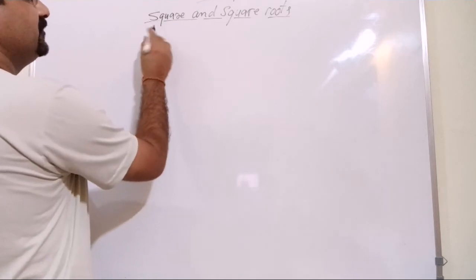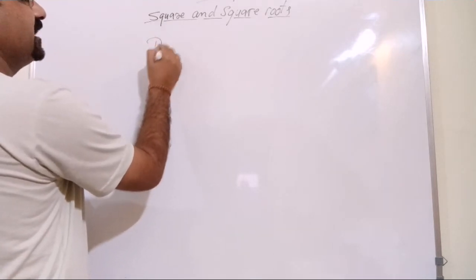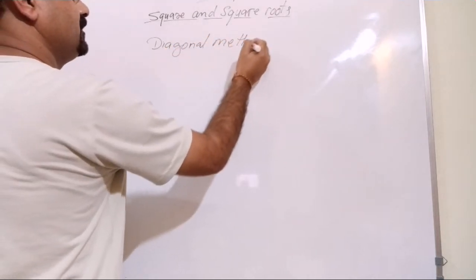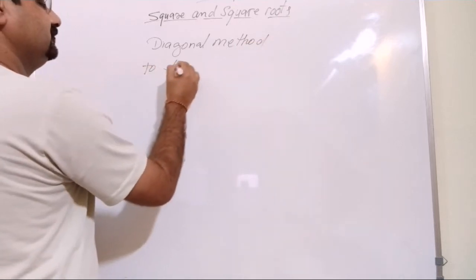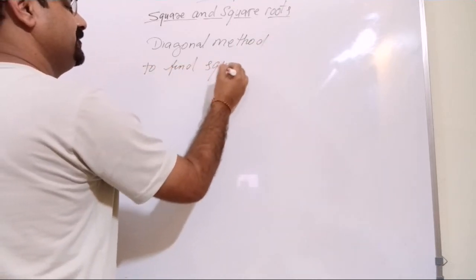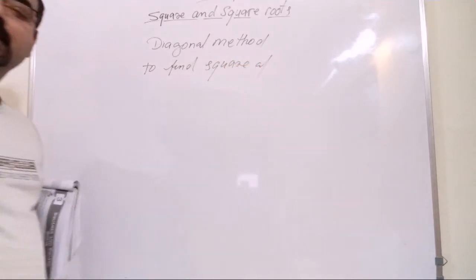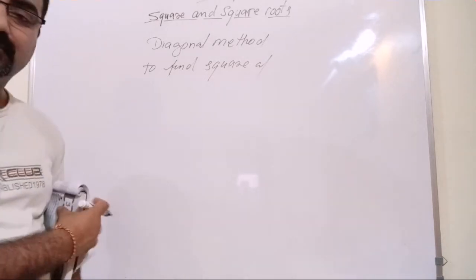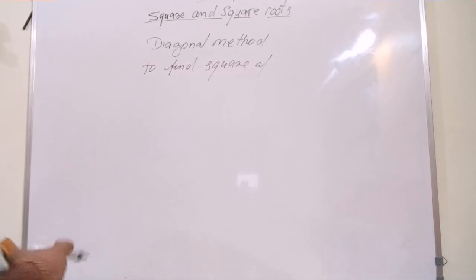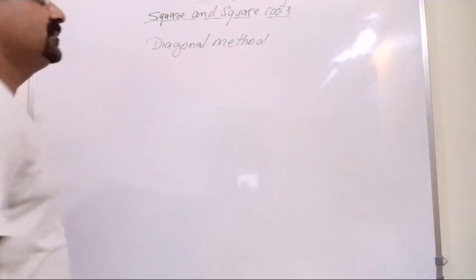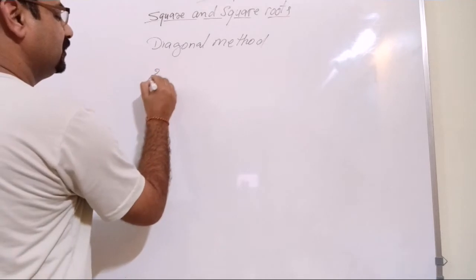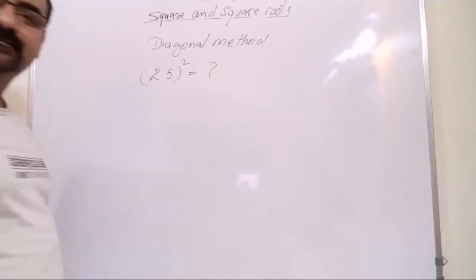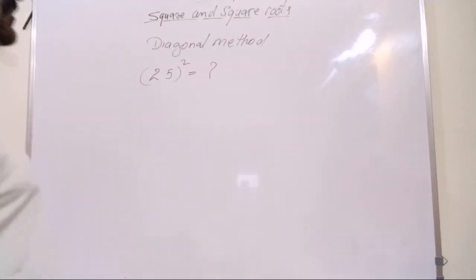Now we have some methods by which we can calculate the square of a number. The first method to find the square is the diagonal method, to find the square of a number, even if the number is 2 digit, 3 digit or 4 digit. So beta, we will take an example of a 2 digit number: 25. We have to find the square of 25.